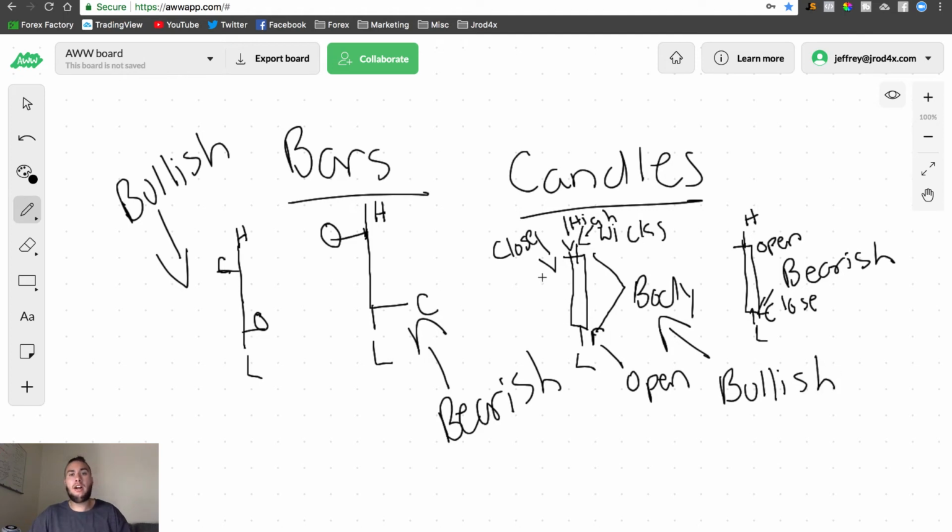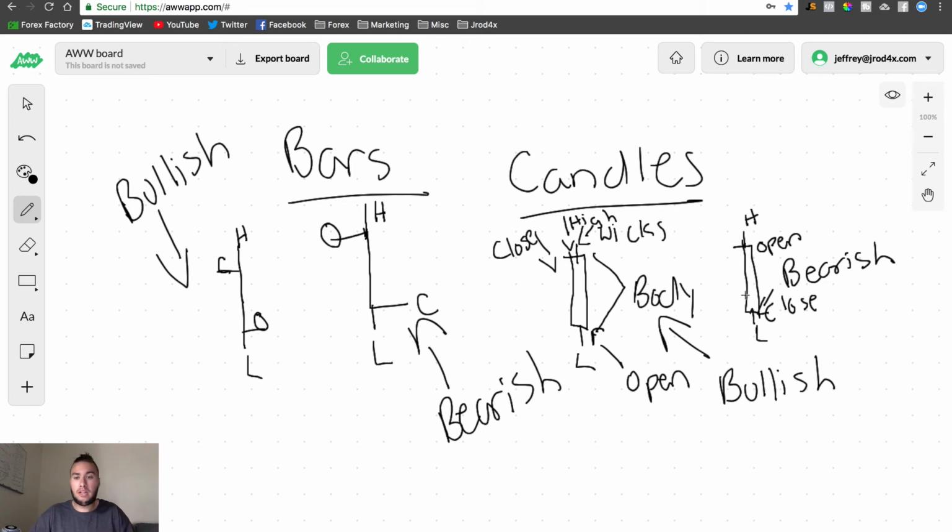Whenever you're looking at your chart and you're doing your technical analysis, you want to be analyzing from a higher time frame, such as the daily or 4-hour, and you're going to be making a prediction based off of what you think the next candle will be. Will it be a bullish candle or will it be a bearish candle?